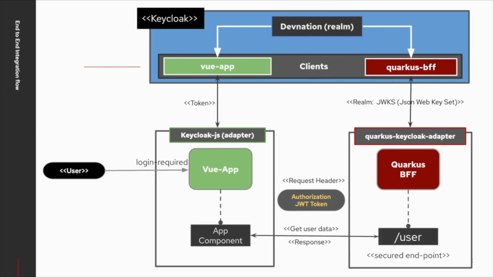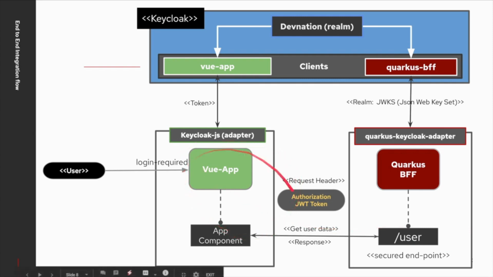So to understand the end-to-end architecture, I have created one Quarkus backend API for this front-end application. Same process, I've created a Quarkus BFF client in Keycloak under the same realm. And with Quarkus, you get a Quarkus Keycloak adapter that you can use to protect your REST endpoint. So I have a very simple user REST endpoint.